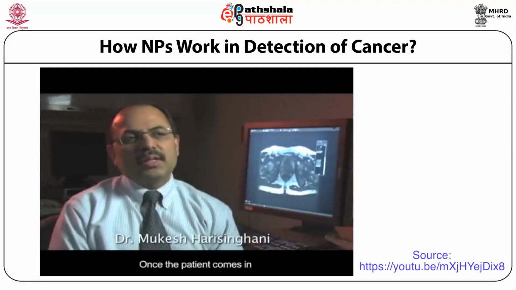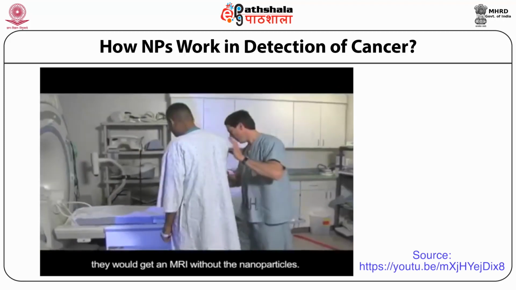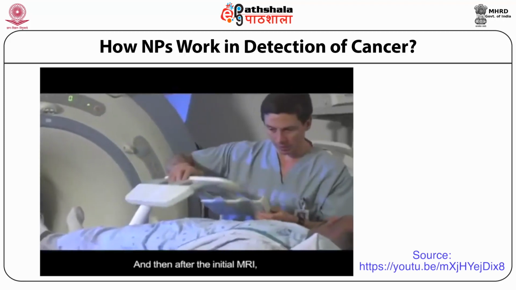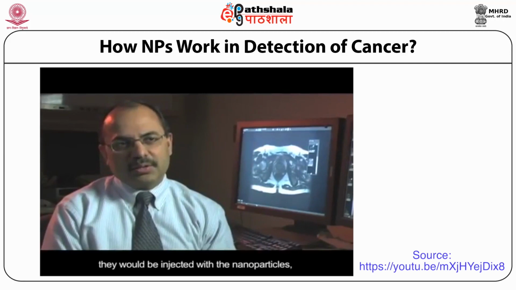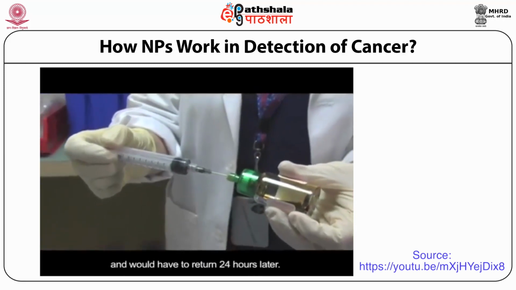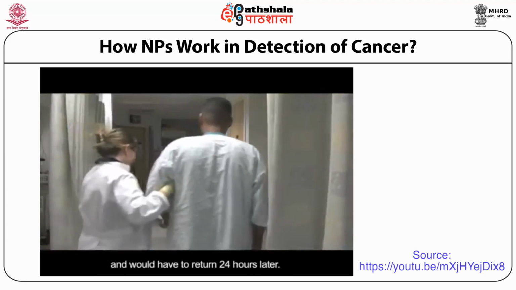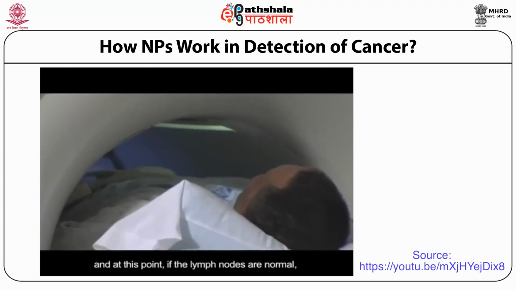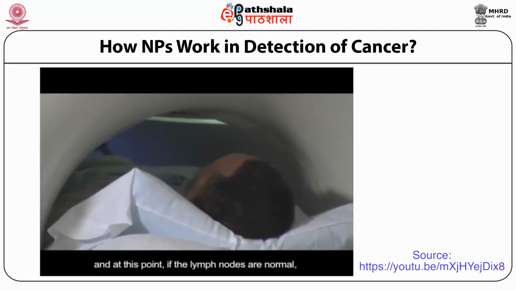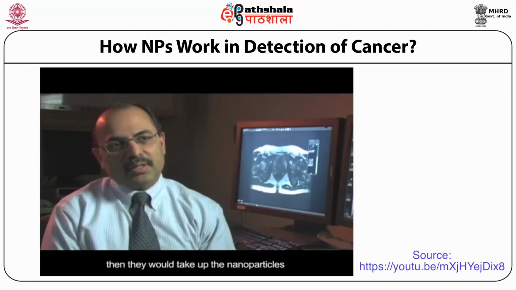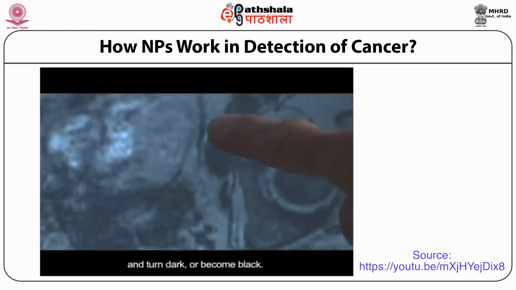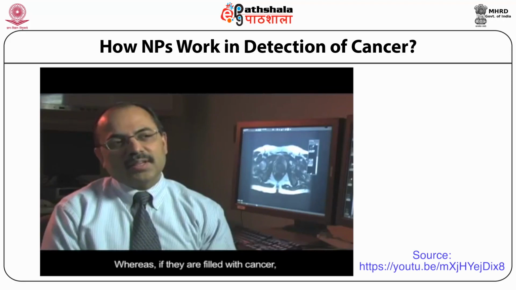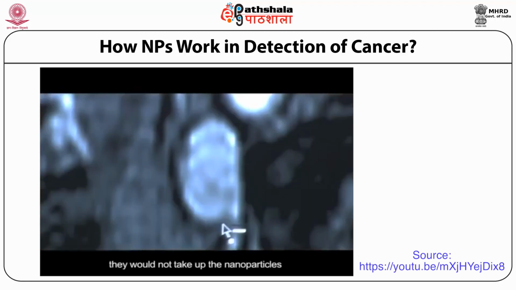Once the patient comes in, they would get an MRI without the nanoparticles. After the initial MR, they would be injected with the nanoparticles and would have to return 24 hours later. At that point, they would get scanned again. If the lymph nodes are normal, they would take up the nanoparticles and turn dark or become black, whereas if they are filled with cancer, they would not take up the nanoparticles and stay bright.